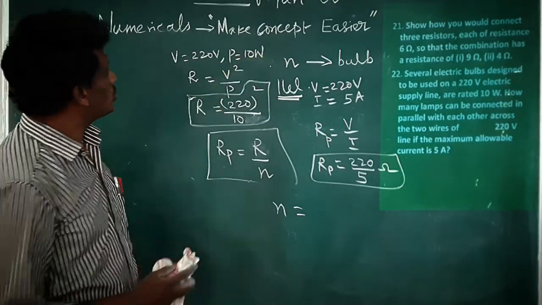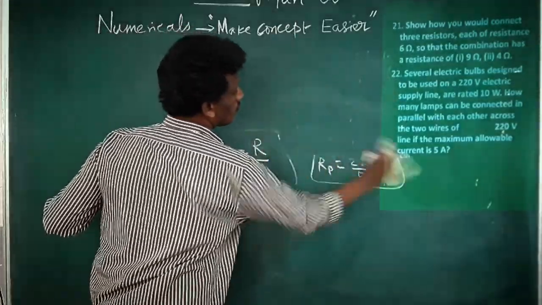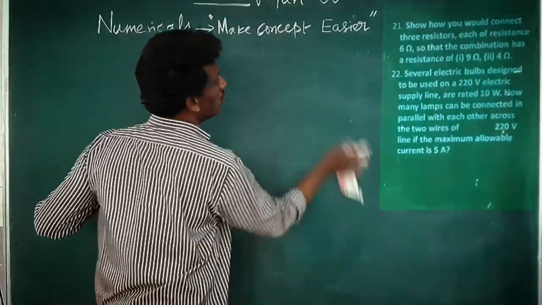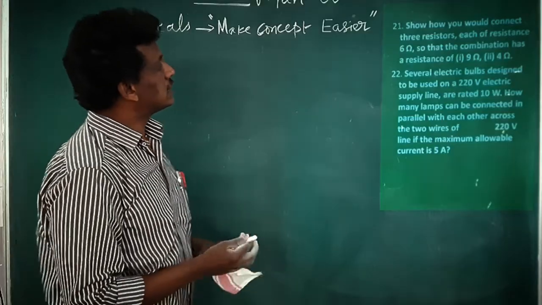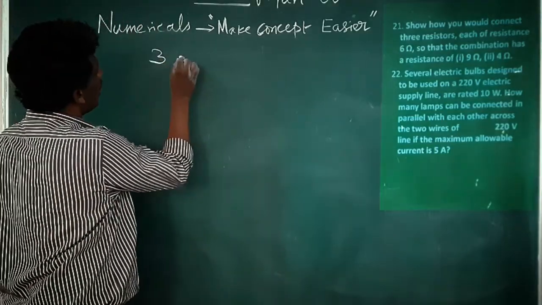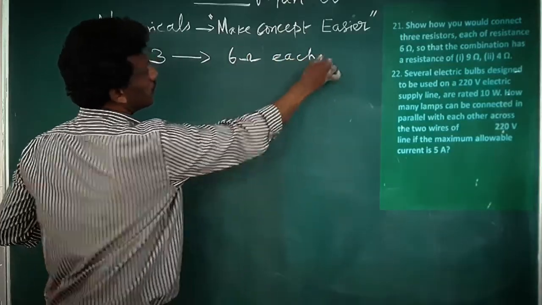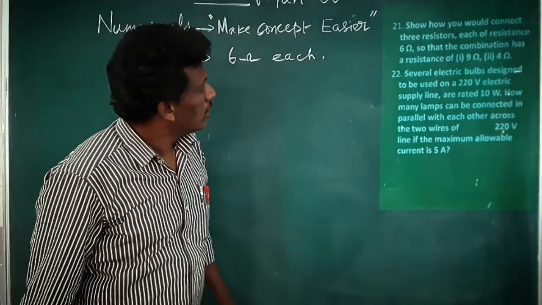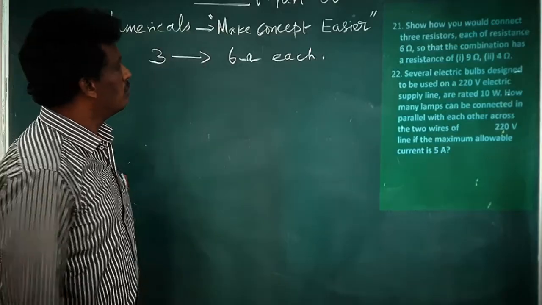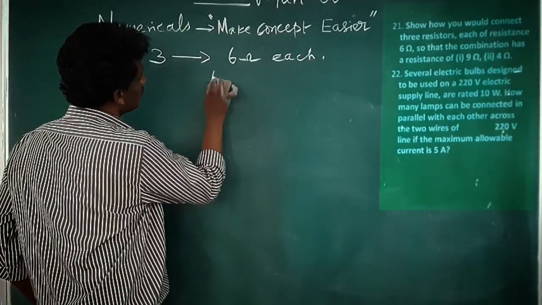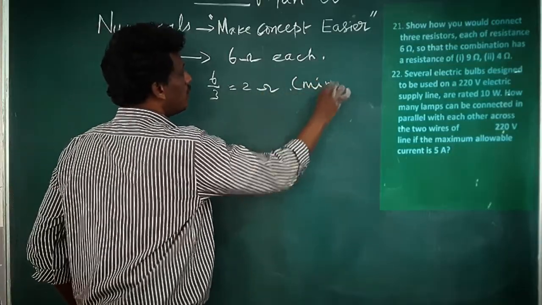Now just go back to question number 21. Look at it. Question number 21. How do you connect three resistors? How many resistors do you have? Three resistors, each one 6 ohm. What are they asking? To get 9 ohm. Suppose three identical 6 ohm resistors. What is the minimum you will get? 6 by 3 equal to 2 ohm. This is the minimum you will get.